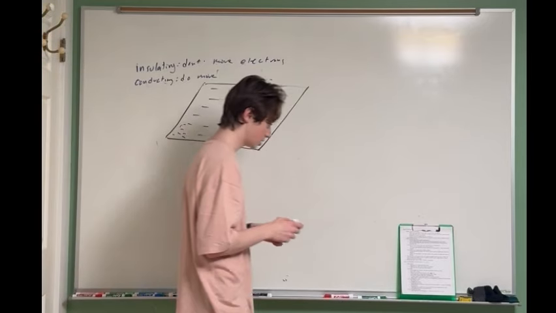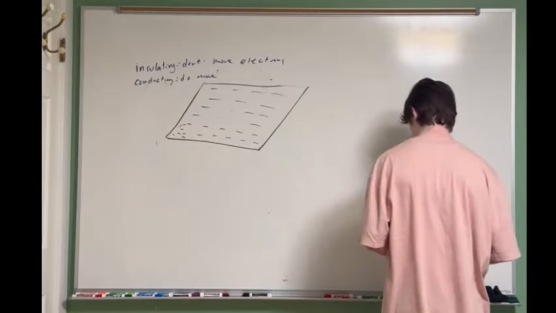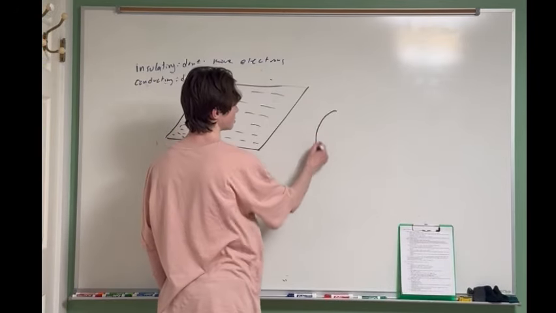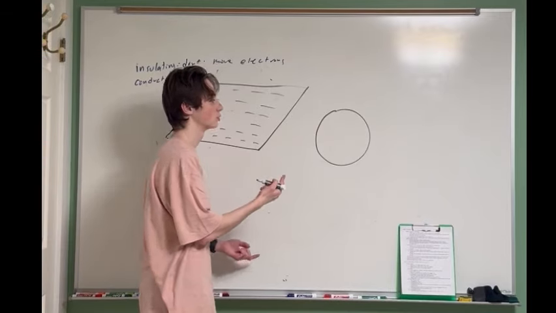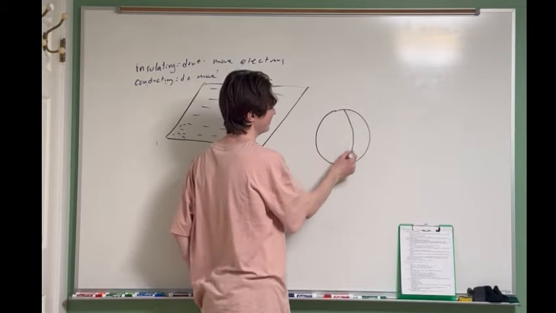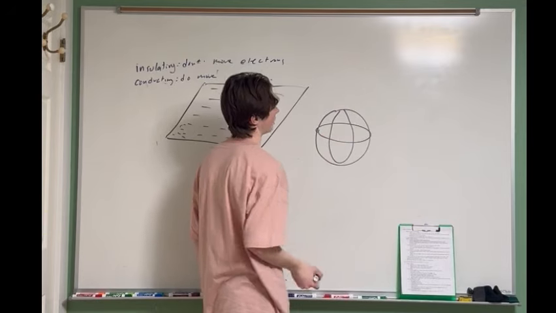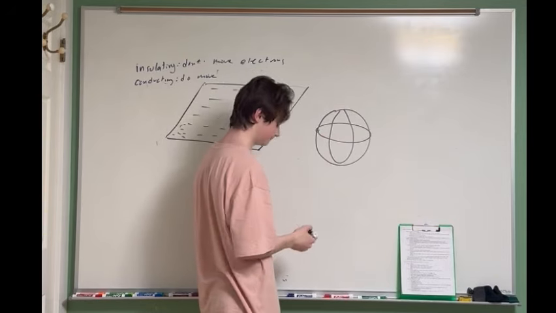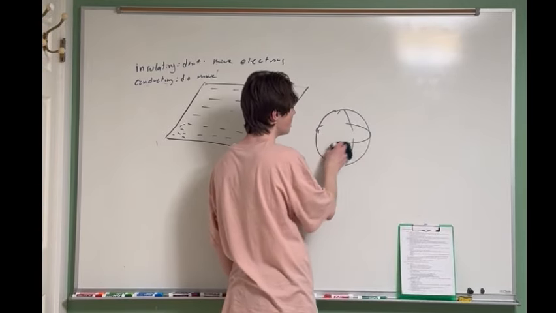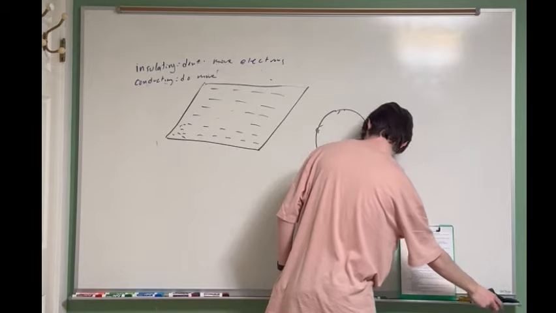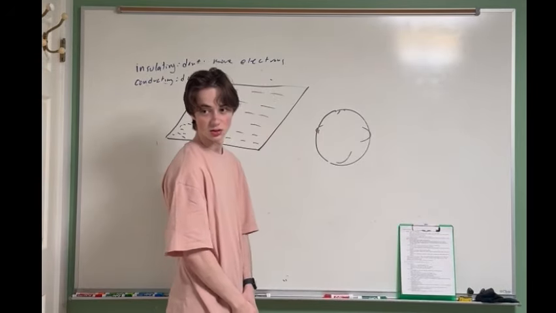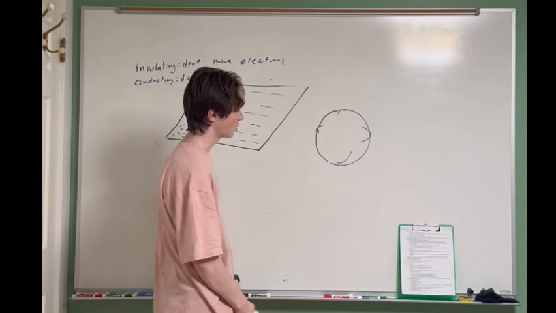And that also leads to what happens if you have a 3D object. So this is a circle. I draw on the whiteboard like a circle, but you know it's a sphere. That helps. So this is a sphere. And it can also have electrons in its volume.